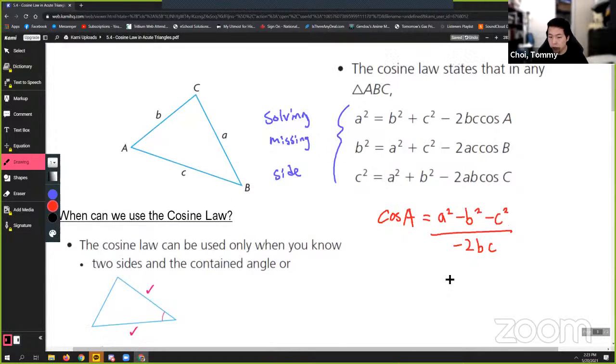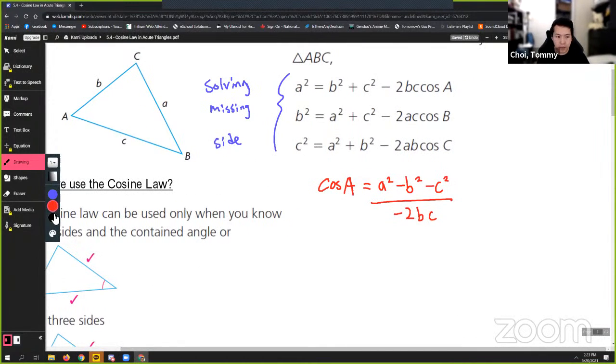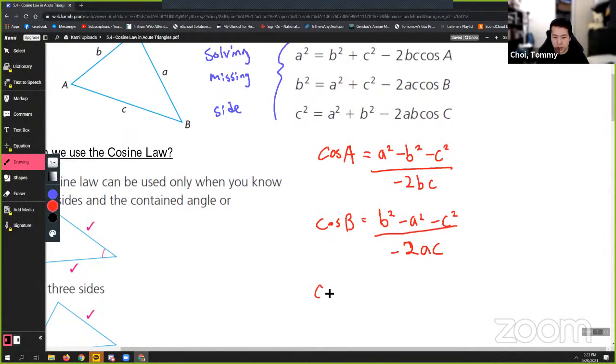So that's the first one. Okay, I'm going to write all of them for you so you can have it all written out. Cosine B is equal to b squared minus a squared minus c squared all over negative 2ac. And cosine C is equal to c squared minus a squared minus b squared all over negative 2ab.